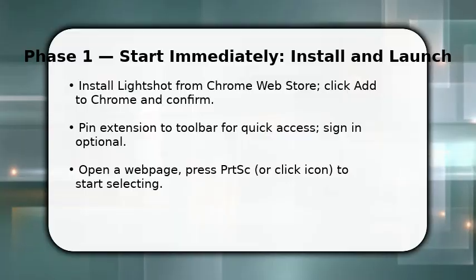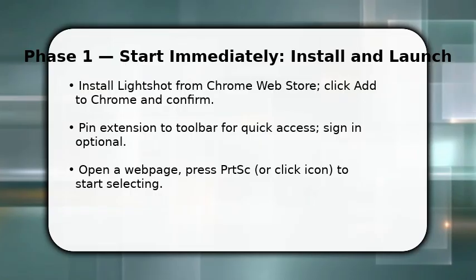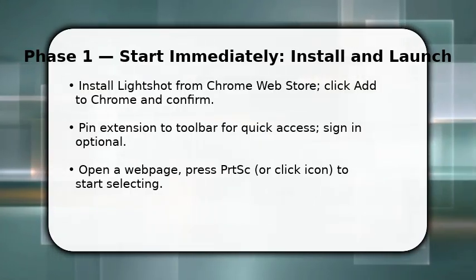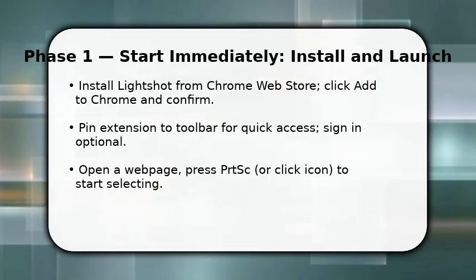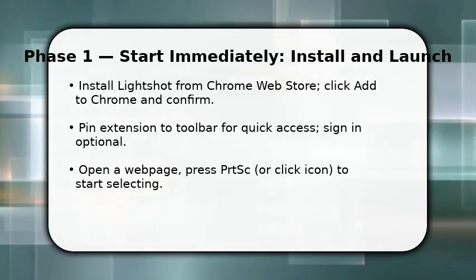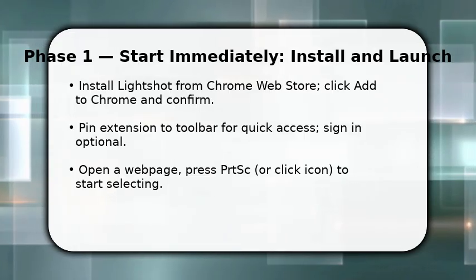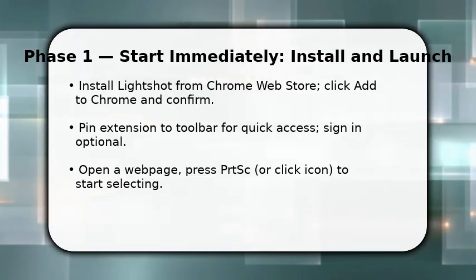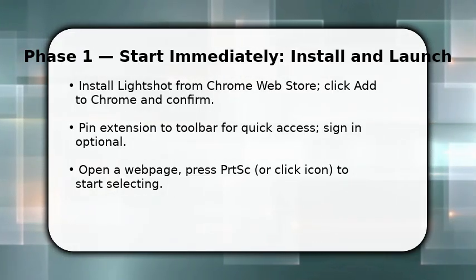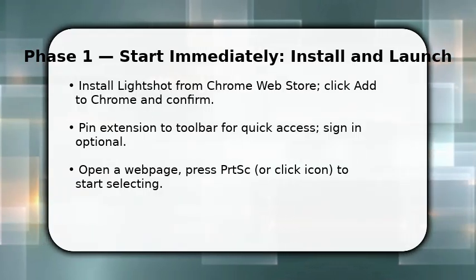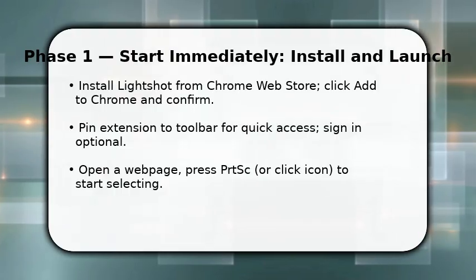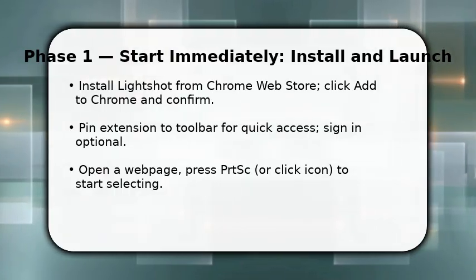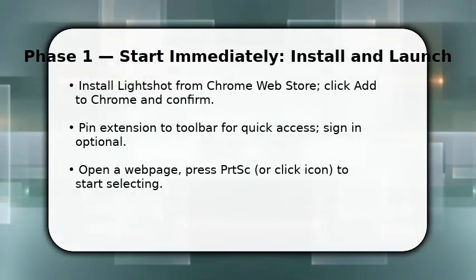Enjoy the video. You need Lightshot active now, so install and pin it to Chrome. Don't delay. Once added, open the page you want and press PRTSC or click the icon to begin a selection. This starts the capture instantly. Make sure you optionally sign in for cloud uploads and note that pinning saves seconds later. The reason is speed. Immediate selection keeps context and avoids distractions, so capture before scrolling or changing tabs.